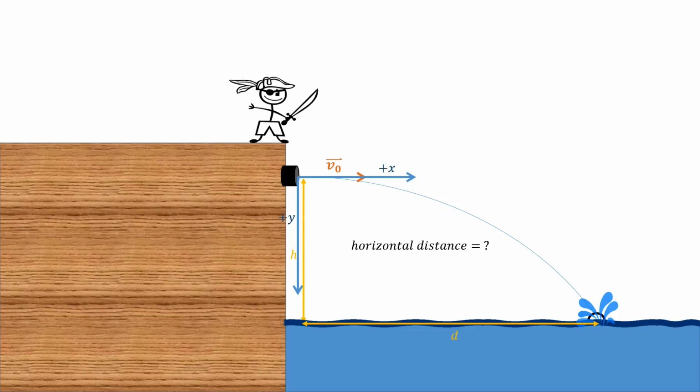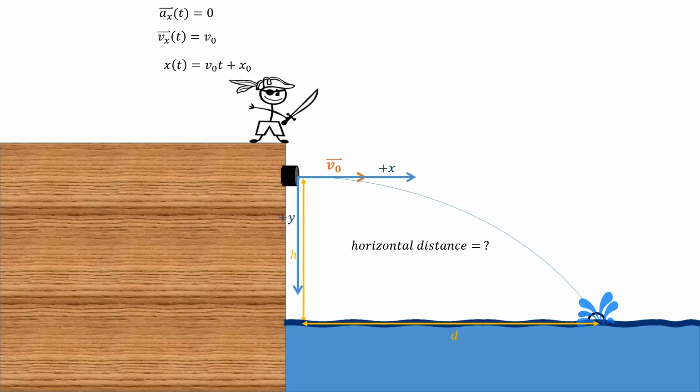Again, we consider the vertical and horizontal components separately. In the absence of air resistance, the moment the cannonball leaves the cannon, there will be no horizontal acceleration. Therefore, the horizontal velocity must be constant, equal to our initial velocity since the ball is fired horizontally. Then, the horizontal position is just v0 times t plus our initial position.